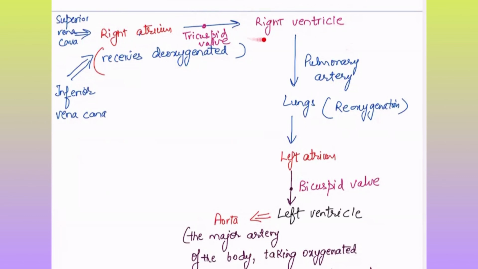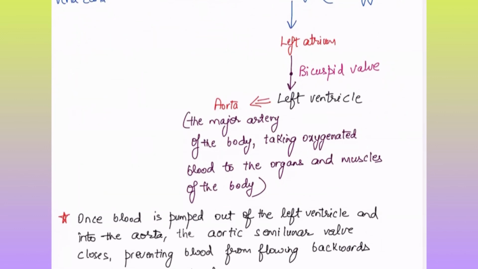Blood reaches the right ventricle, and from here in the next step, through the pulmonary artery, it is sent to the lungs. We have a valve over here also, called the pulmonic valve. Outside the heart, in the lungs, reoxygenation takes place and the oxygenated blood is brought back to the heart via the left atrium. From the left atrium, blood reaches the left ventricle via the bicuspid valve, also called the mitral valve. It is called bicuspid because it has 2 flaps, unlike other valves which have 3 flaps.